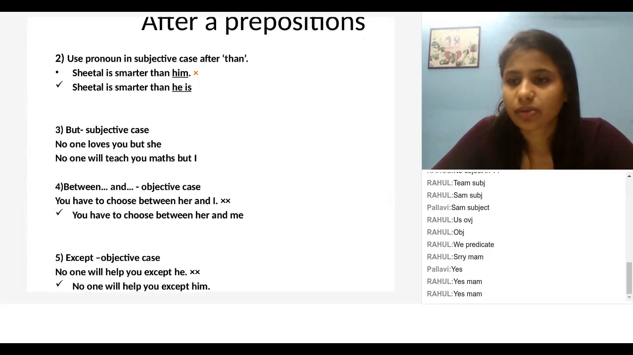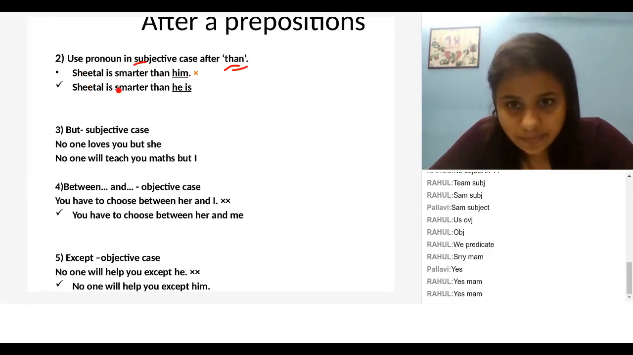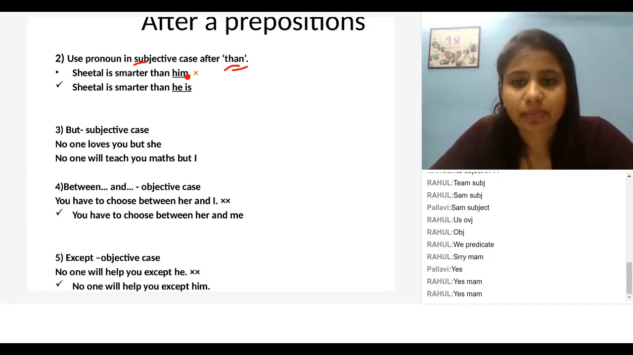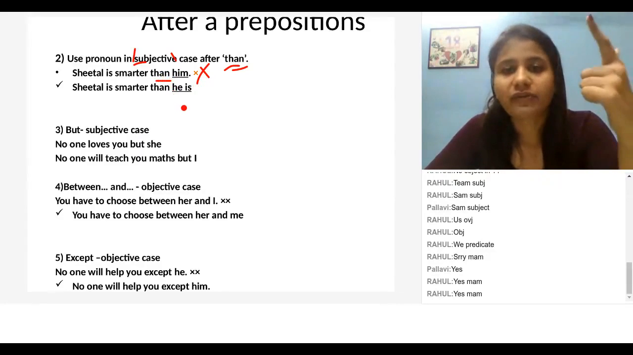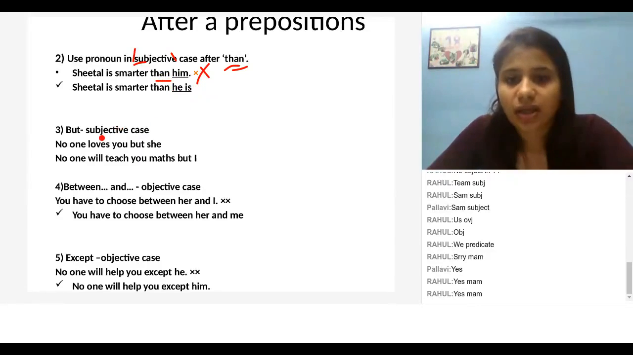Okay, now this is the second rule. We have to use a pronoun again in the subjective case after "than". For example, if my sentence is "Sheetal is smarter than him", we always tend to say this, but this is incorrect. "Sheetal is smarter than he is." Subjective case, again, we should have a he, she, I, we, or they. So after "to be", and after "than", we are always going to have a subjective case.